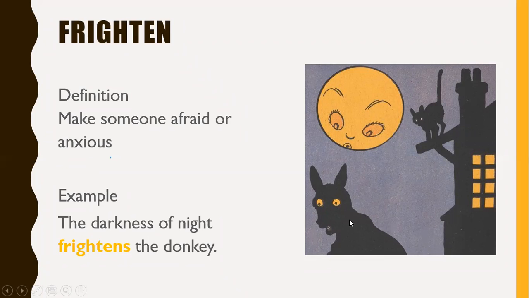So for example, look at this poor donkey. I don't know, he's a donkey, right? Do you think it is a donkey? Maybe a dog? Not really. A dog with drugs. Come on, boy. So let's say it is a donkey. So the darkness of night, la oscuridad de la noche, right? Frightens the donkey. So that's good.